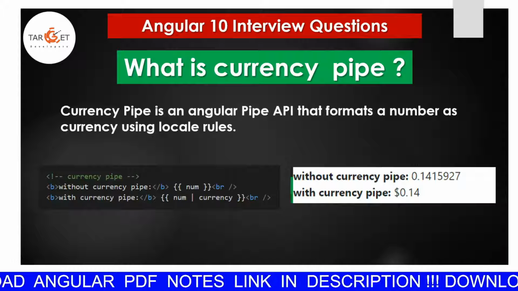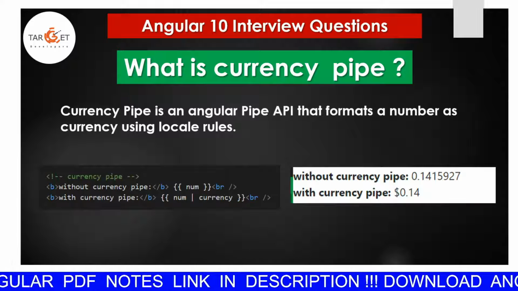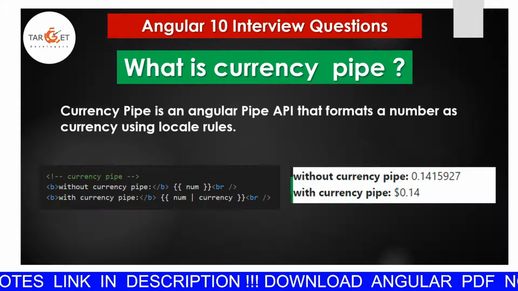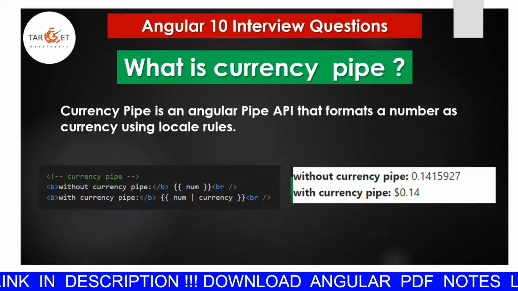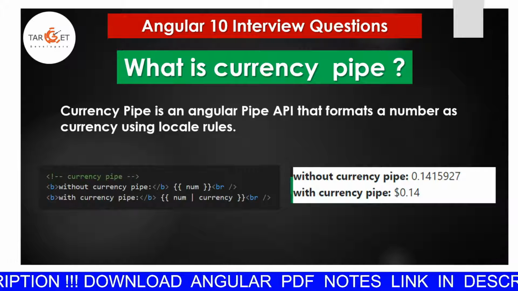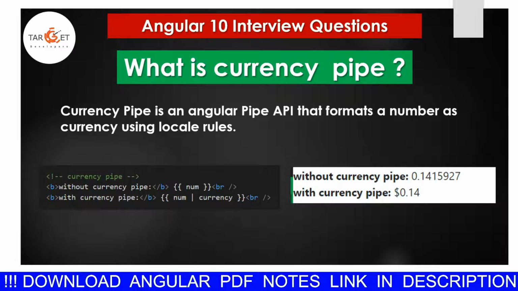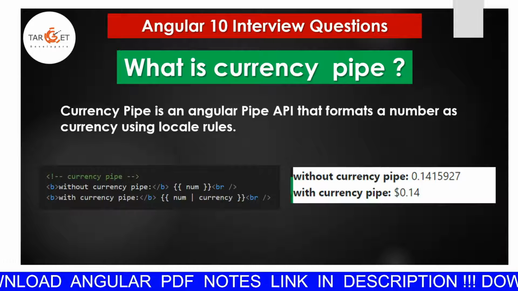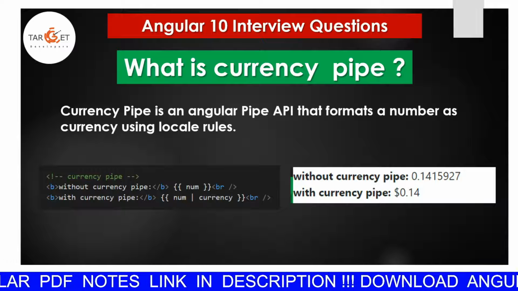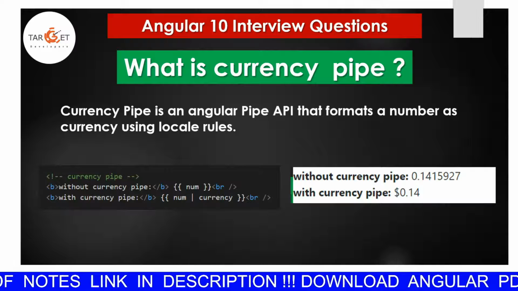Now we are seeing what the currency pipe is. The currency pipe is an Angular pipe that formats a number as currency using locale rules, guys. This is a currency pipe. Without the currency pipe, you can see the output 0.14159227. With the currency pipe, you can see that before the value it prints the $ sign, guys. So this is the currency pipe.